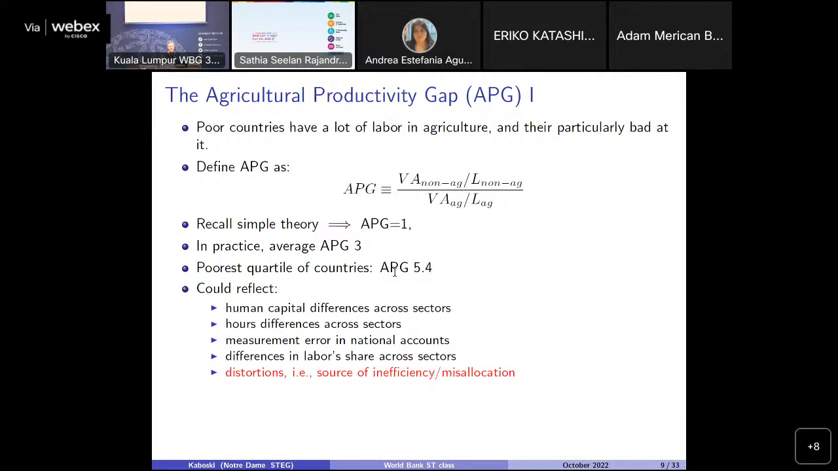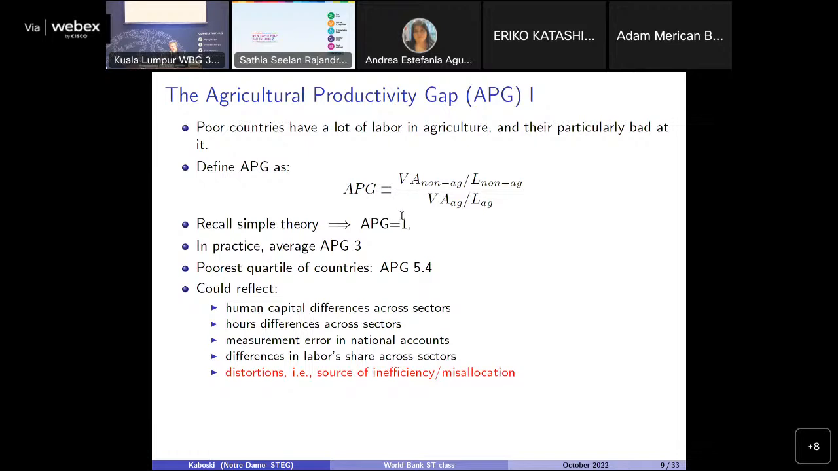What could these wedges reflect? This is connected to what I talked about last time, where we had the difference between value-added shares and labor shares, because these are just the ratios. It could reflect human capital differences across sectors. That if each worker in non-agriculture has three times as much human capital as the worker in agriculture, because they're educated or more experienced or whatever it is, then in terms of value added per unit of human capital, this would be equalized at one.